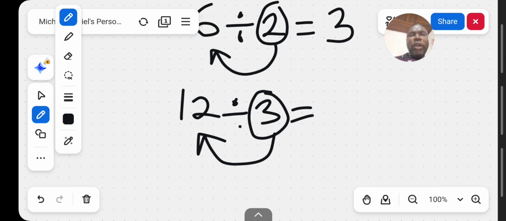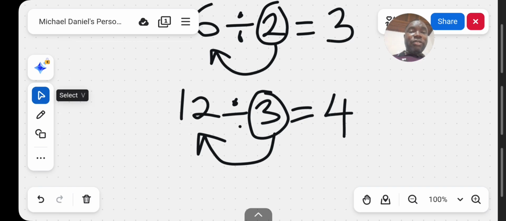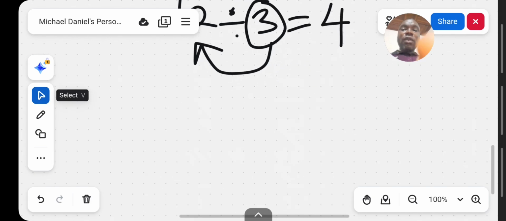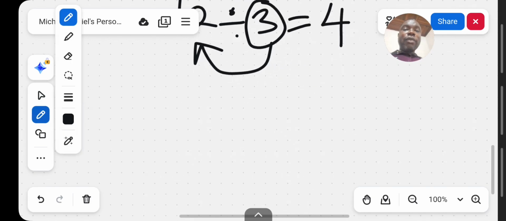So let's go. 3 times 1 is 3. 3 times 2 is 6. 3 times 3 is 9. And 3 times 4 is 12. So since 3 times 4 is 12, that means 12 divided by 3 should be 4. It's as simple as that. Division without remaining is very, very straightforward.